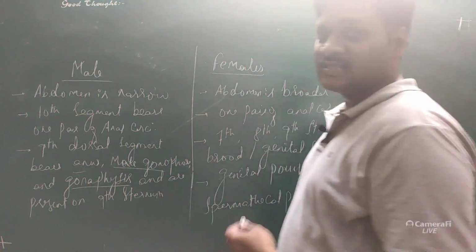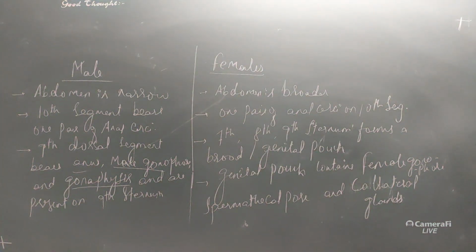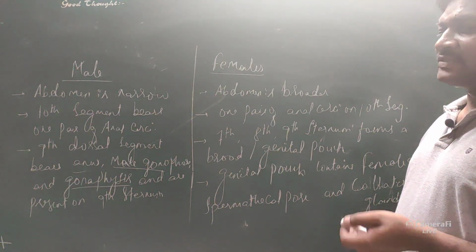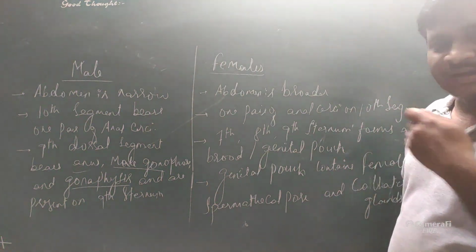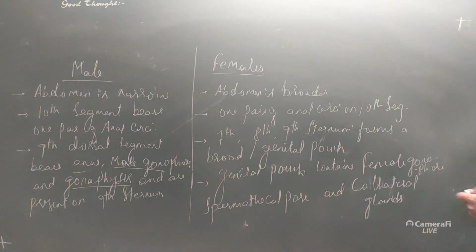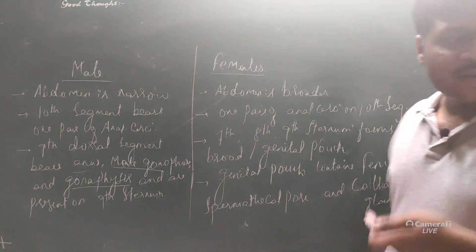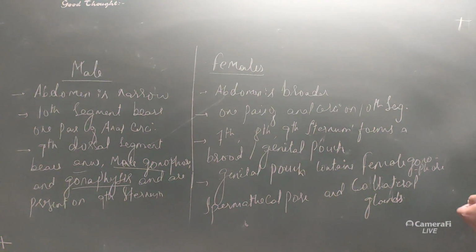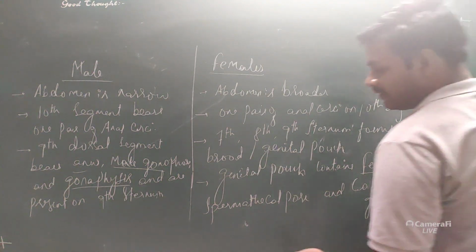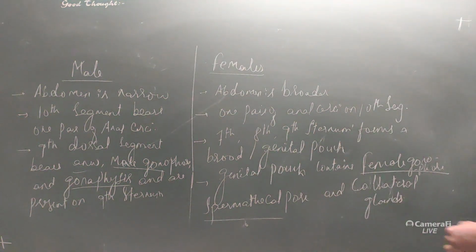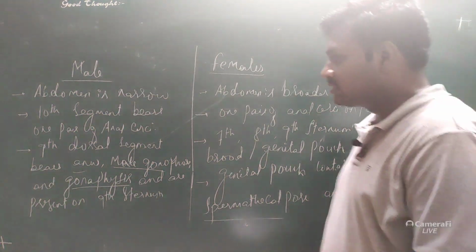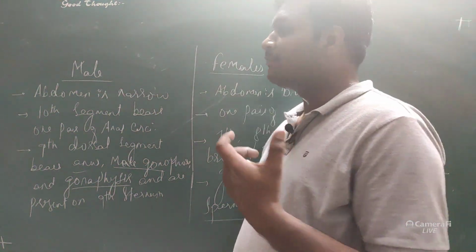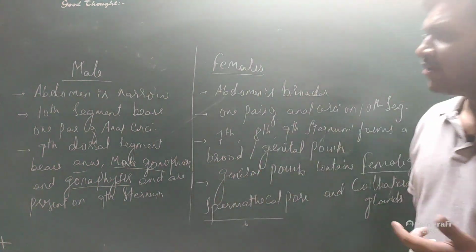The 9th dorsal segment bears the anus, and the male gonophore and gonapophysis are present on the 9th sternum. Sternum means ventral side. Here the 7th, 8th and 9th sterna form a brood pouch. On the ventral side, from the 7th, 8th and 9th segment, you can see a pouch called the genital pouch, which contains the female gonophore. It also contains the spermathecal pore and collateral glands. So this is the differentiation between the abdominal segments in male and female cockroach.